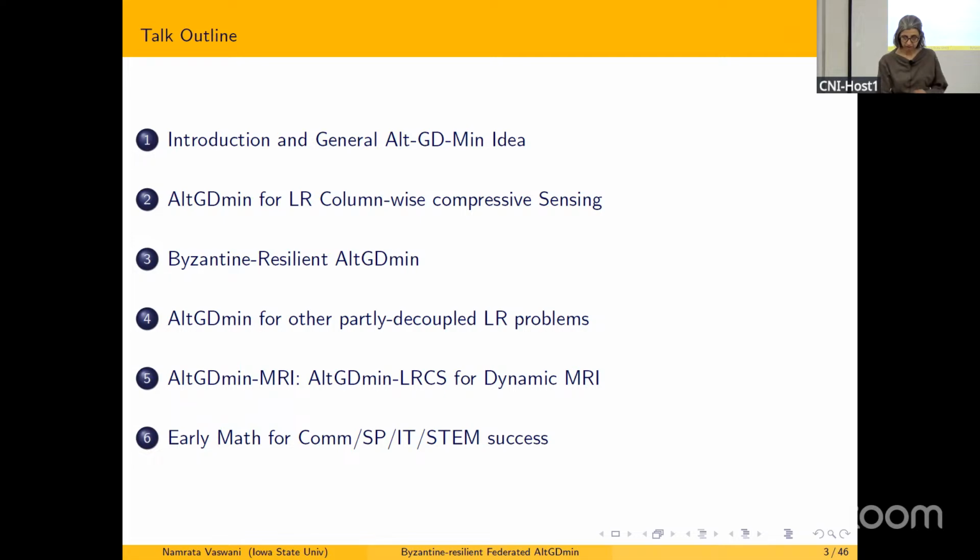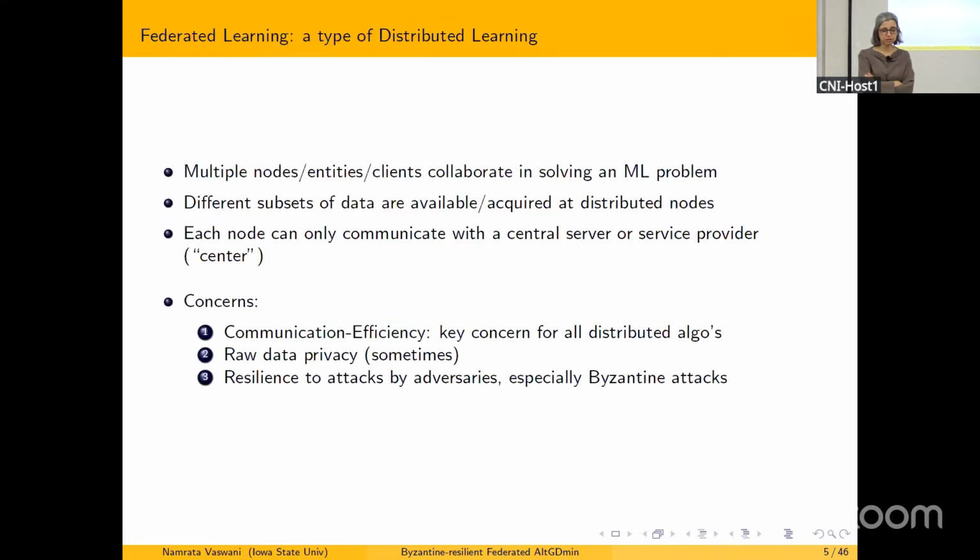So let's see. I'll just start with a quick introduction. Is everyone here familiar with federated learning? Probably, right? So just to set the setting, we're considering simple traditional federated learning where you have multiple nodes talking to one center. The goal is to collaboratively solve a machine learning problem. Different subsets of data are available or captured at different nodes. And each node can only communicate with a central server or service provider, which we'll refer to as the center.